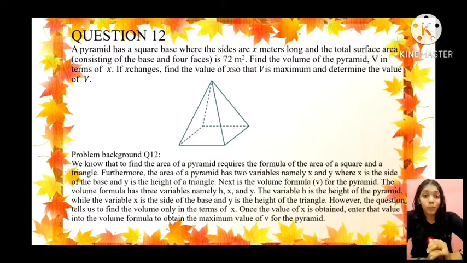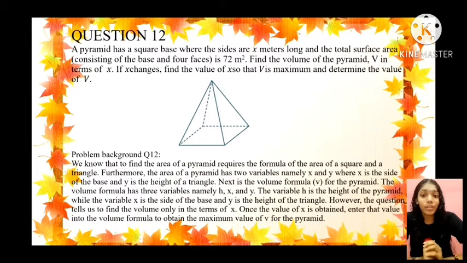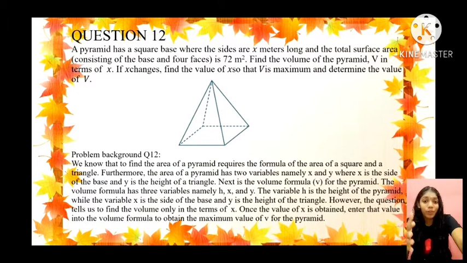Next is the volume formula for the pyramid. The volume formula has three variables, namely h, x and y, where h is the height for the whole pyramid, x is the one side of the base, and y is the height for a triangle. However, the question only tells us to find the volume in terms of x. So what they're asking is that the variables other than x need to be eliminated.